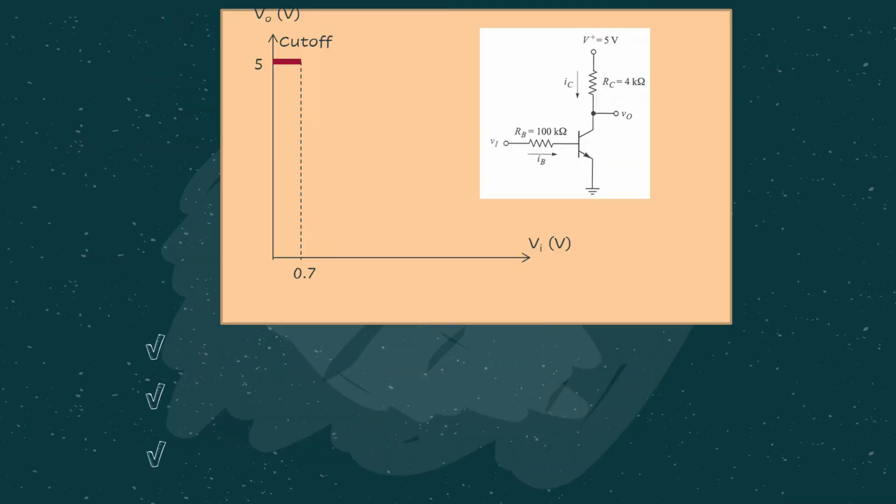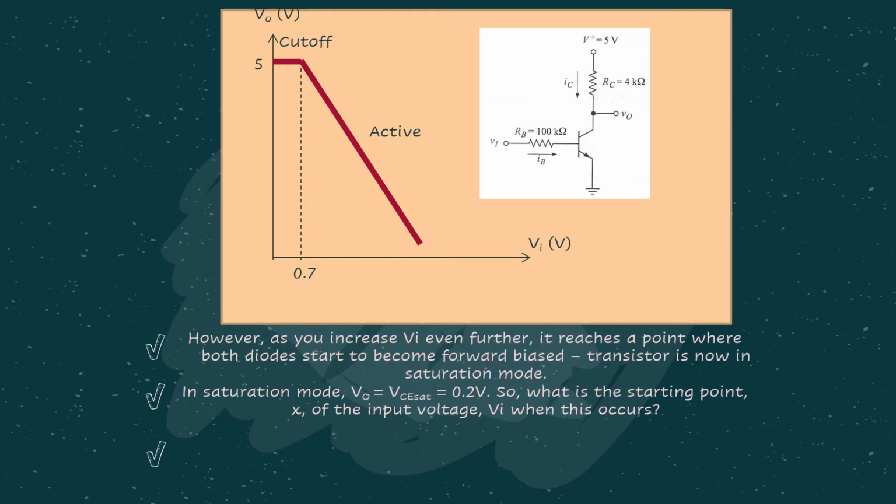Okay, now since we already have the equation between V naught and VI, let's go further. We know that the active mode is having a negative slope like that. Then if we go even further, by increasing VI like this, we'll come to a point where the diodes in our BJT will both become forward bias. Under this condition, the BJT transistor is now entering saturation mode.